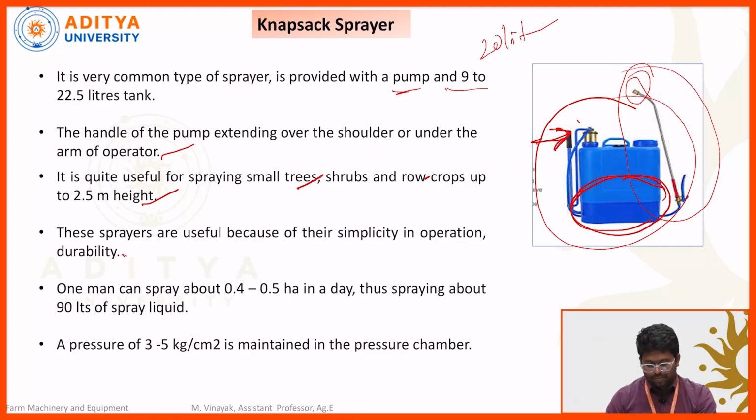One man can spray about 0.4 to 0.5 hectare in a day, spraying about 20 liters of liquid. The operating pressure, 3 to 5 kg per centimeter square, has to be maintained in the pressure chamber. Here the pressure chamber is available. So this is the knapsack sprayer.